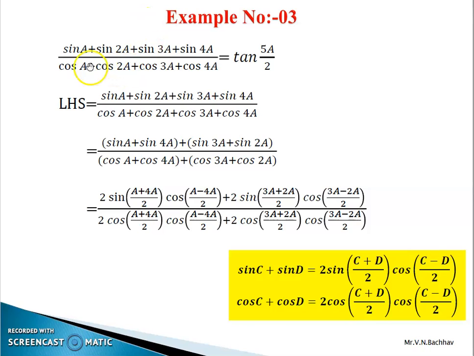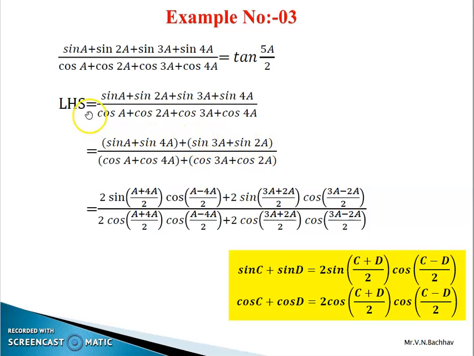Now to see another example: (sin a + sin 2a + sin 3a + sin 4a) divided by (cos a + cos 2a + cos 3a + cos 4a). Similarly, we use the same trick. We check the angles a, 2a, 3a, 4a: the addition of any two angles means 4a plus a is 5a, 2a plus 3a is 5a. So we rewrite this: sin a + sin 4a in one bracket, another bracket sin 3a + sin 2a.